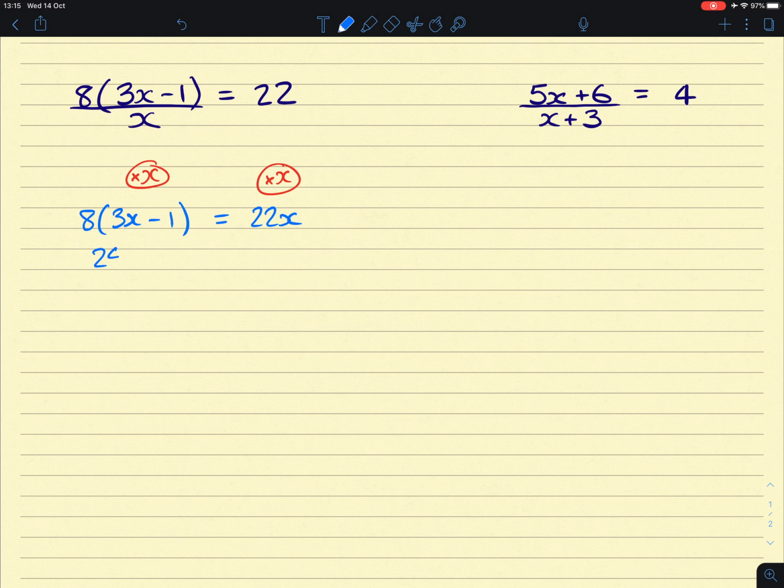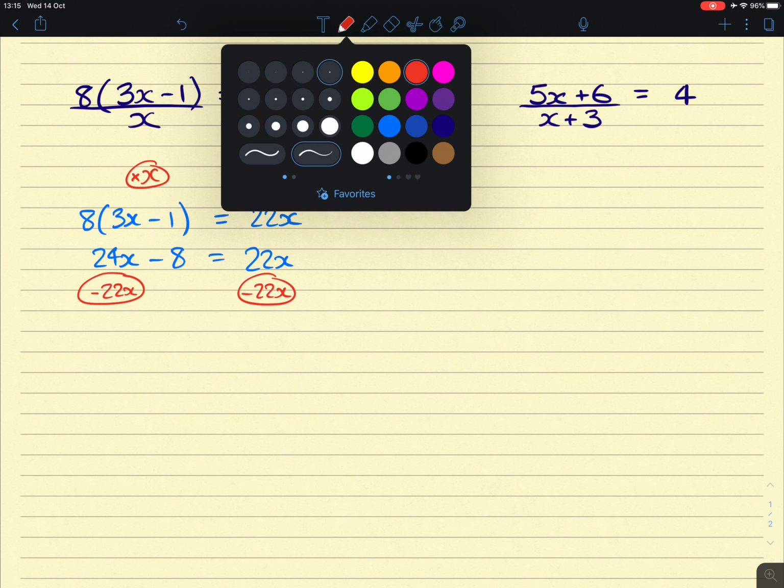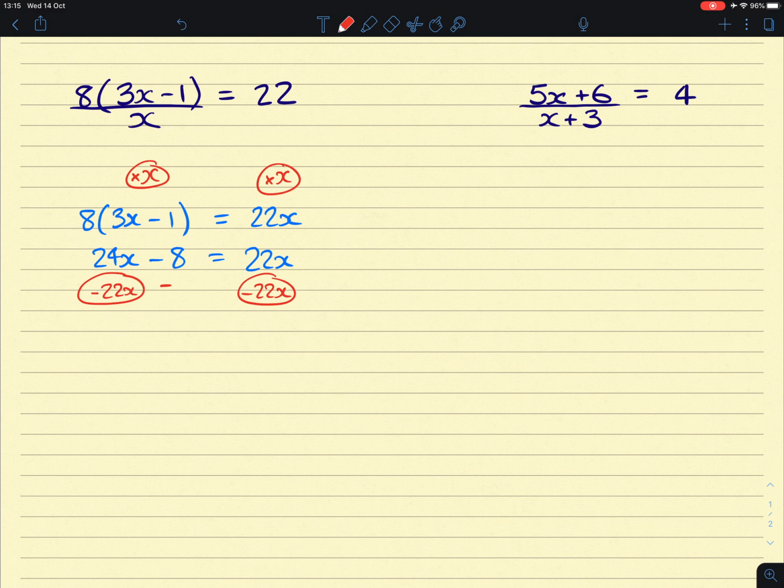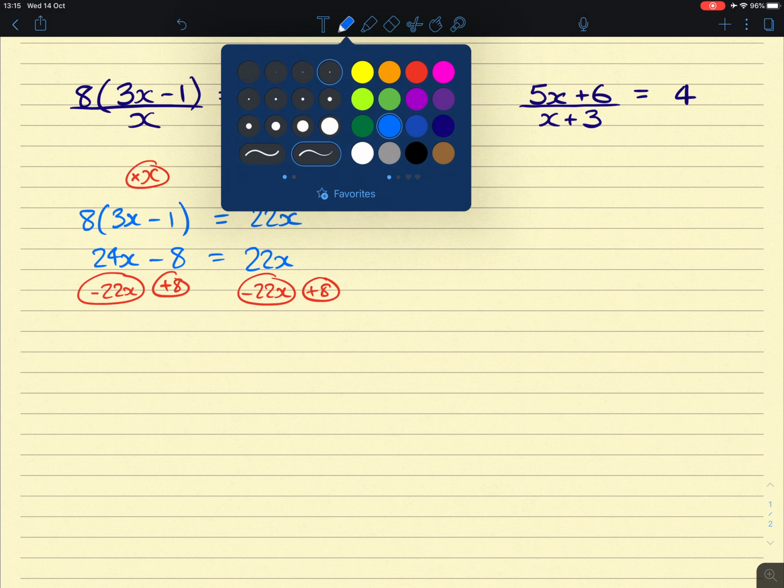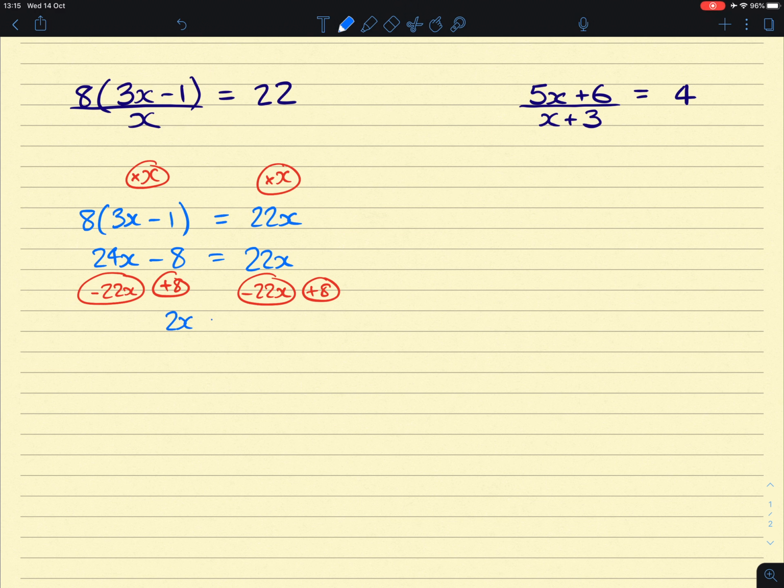Now we break out our brackets. And then we want to get all the letters on the same side, so we get rid of the ones that's smaller, so we want to get rid of that 22x. While we're at it, because we want the letters on the left, let's also add 8 to make this disappear. So we have plus 8 on both sides. Then we're going to end up with 2x left over on the left and an 8 on the right. Divide both sides by 2, and we get x is 4.